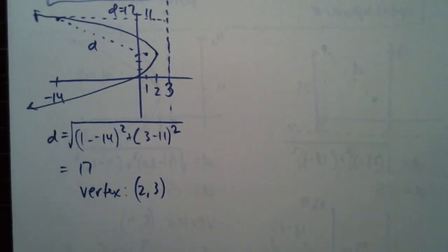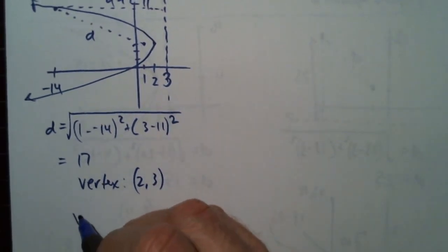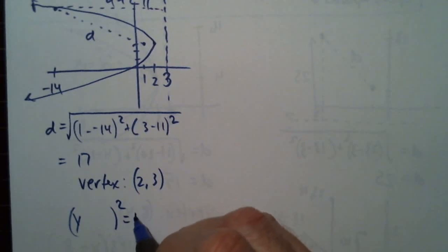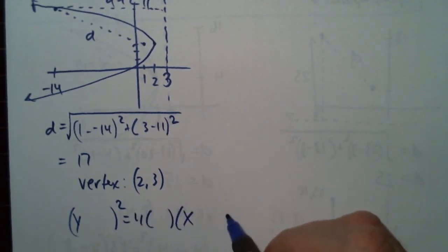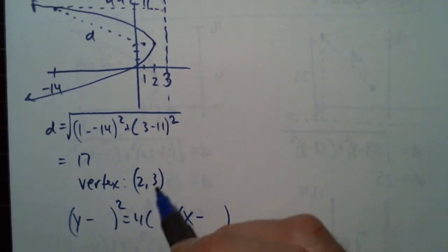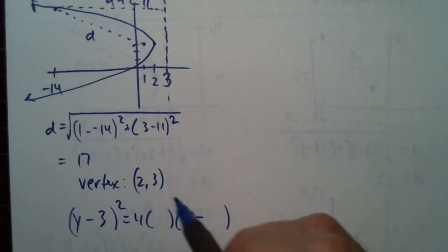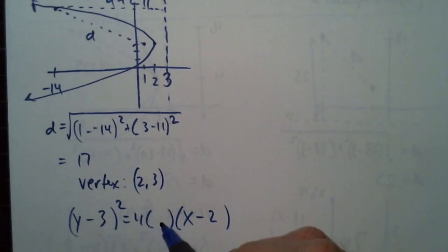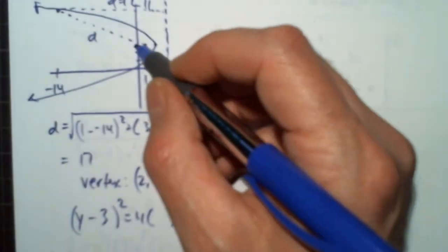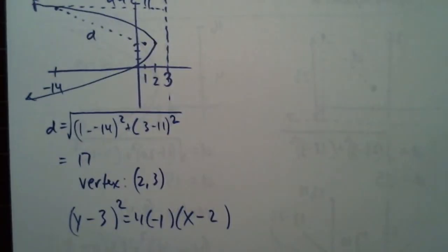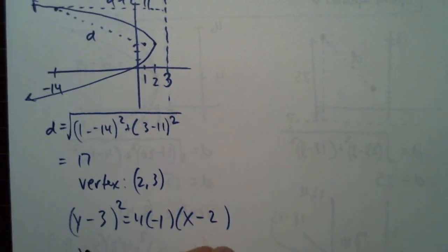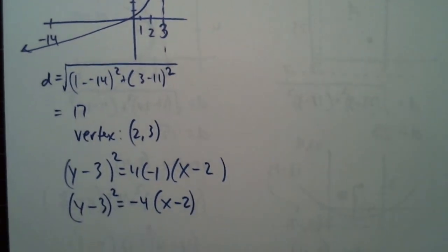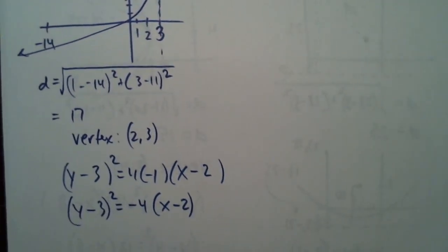and that means we need a y squared, and the y value is 3, the x value is 2, and the distance to the focus is 1, but it's moving to the left, so the direction gives us a negative. And we'll stop there.